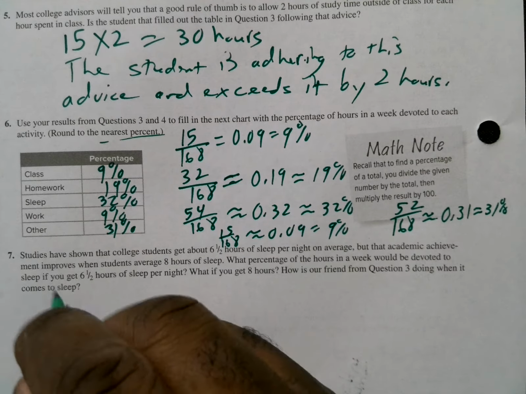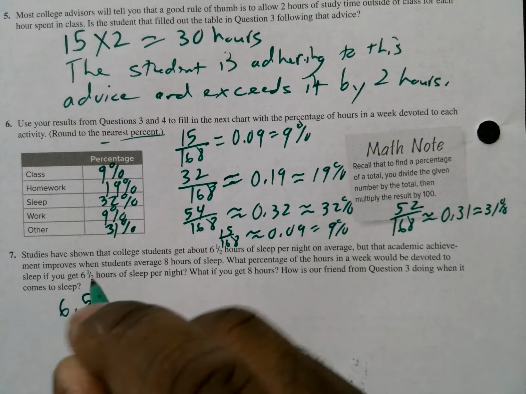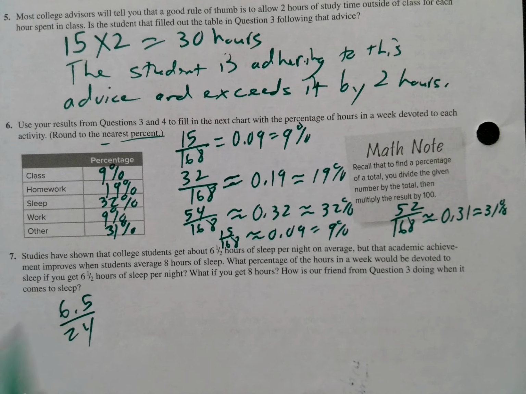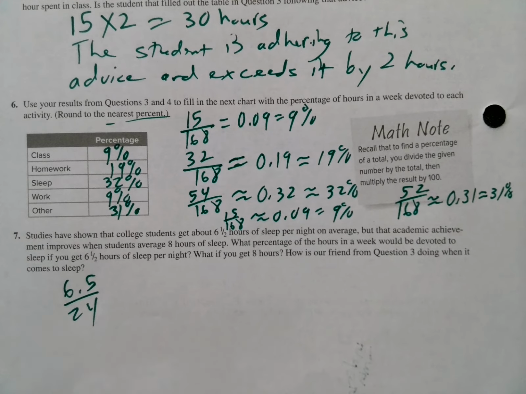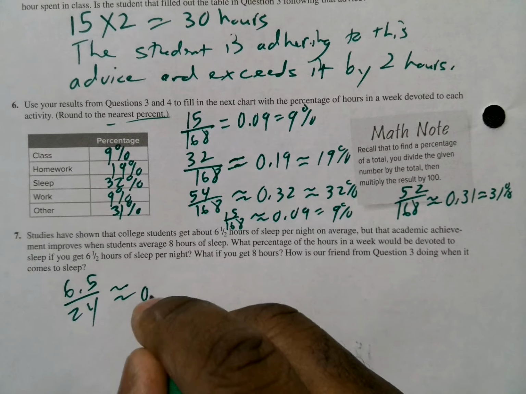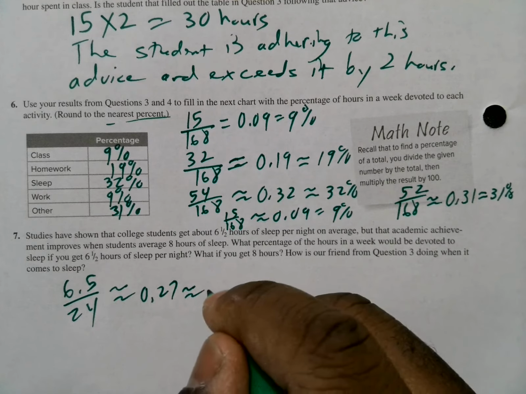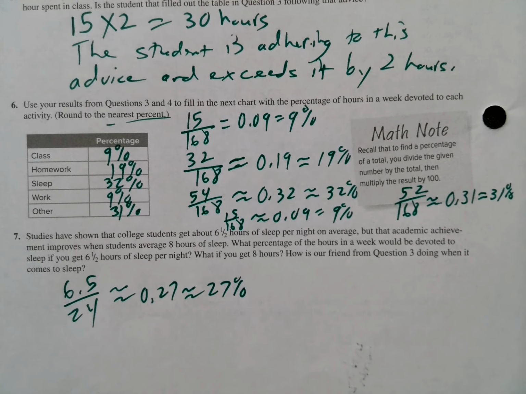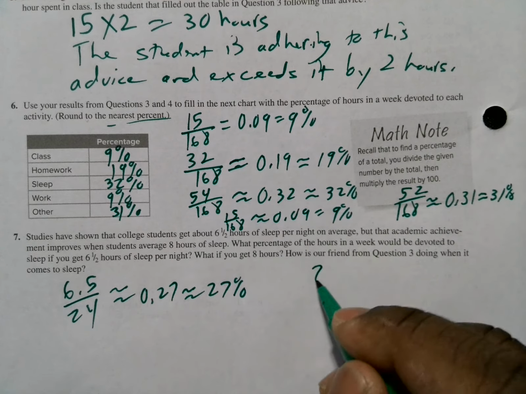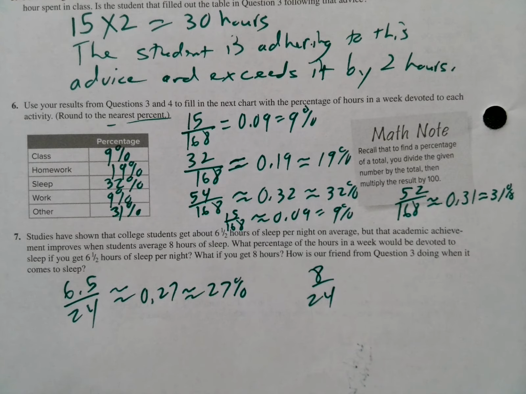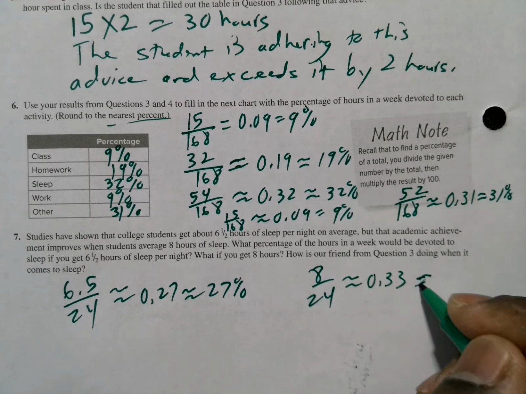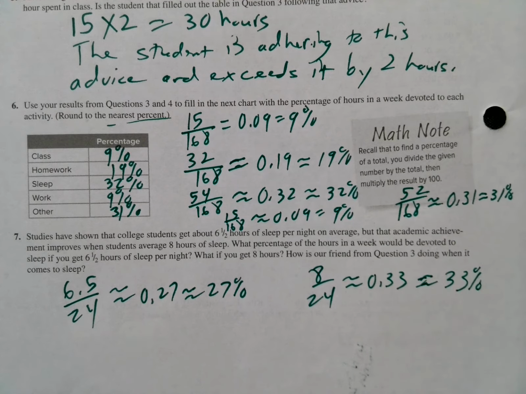So if we get 6.5 hours, we know it's 24 hours in a day. So basically, if we have that for a day, that would give us for the whole week. When you put this in your calculator, it'll be approximately 0.27, which is approximately 27%. Now, they said, what if you get 8 hours? So we'll do 8 divided by 24, which is approximately 0.33, which is approximately 33%.